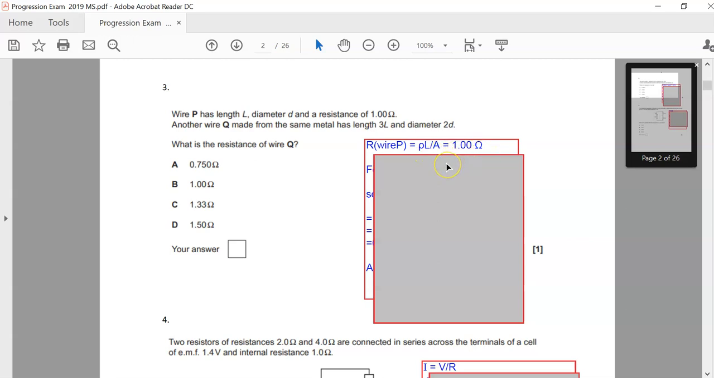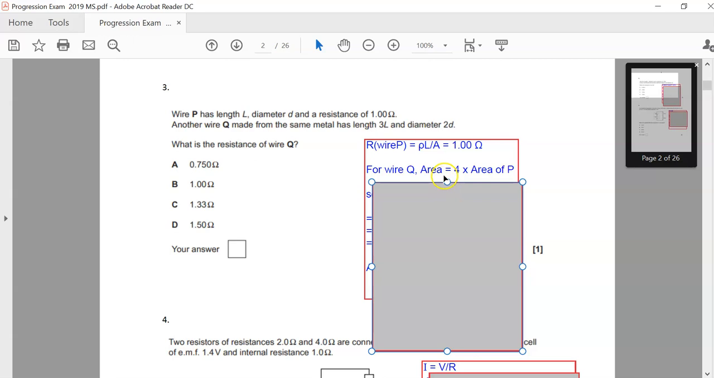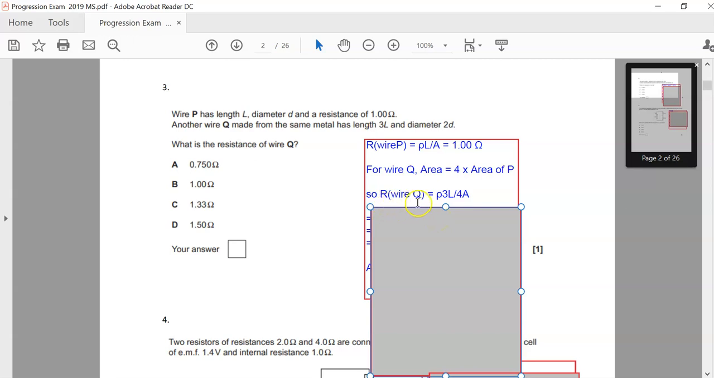Now if we then write out an equation for wire Q, we can start off by saying, well, as well as the length being 3 times, we know the diameter is twice as big, and that means the cross-sectional area will be 4 times as big, because the area is pi d squared over 4. And if you double the diameter, then squaring d will be 4 times the area. So once we've got that, we can write out the equation again, this time for wire Q. It's still the same equation, rho L upon A, but this time it's rho times 3L, and because we know what's happened to the area, it's over 4 times the area.